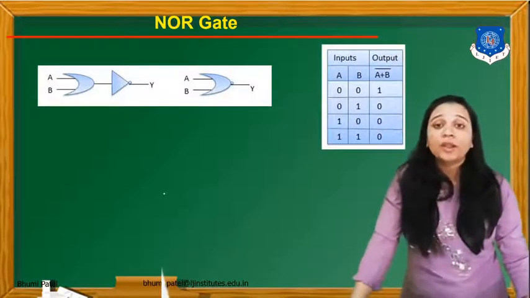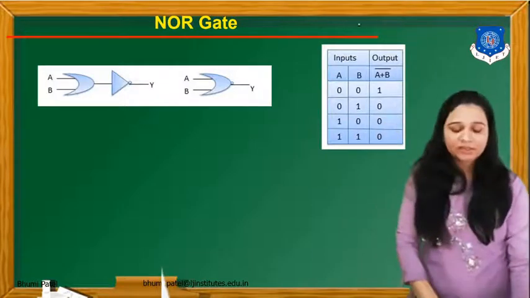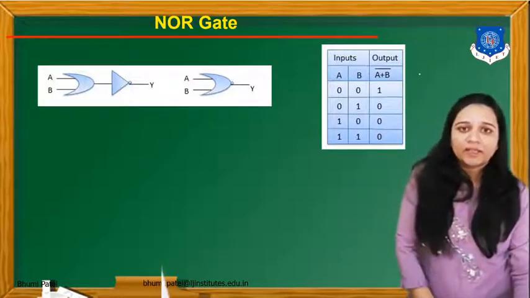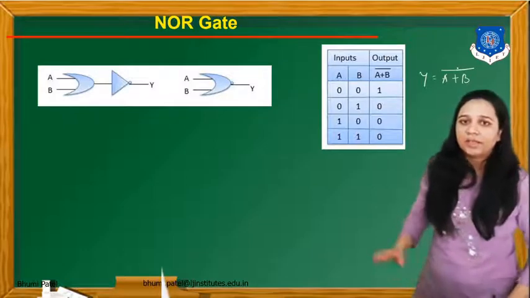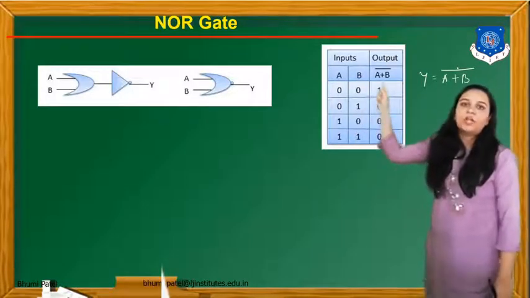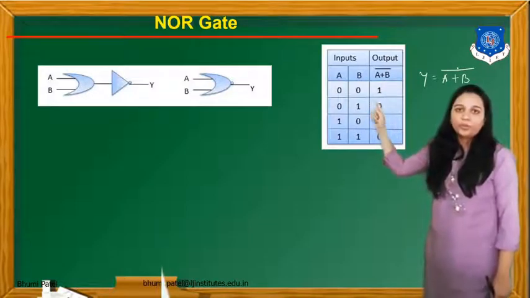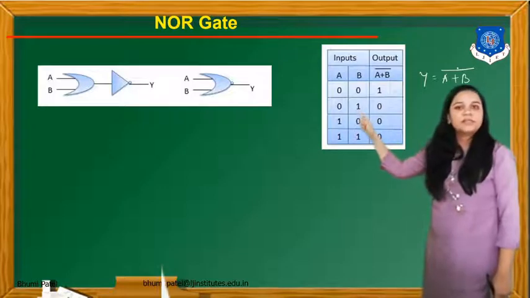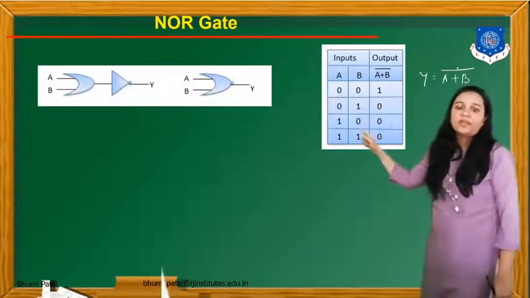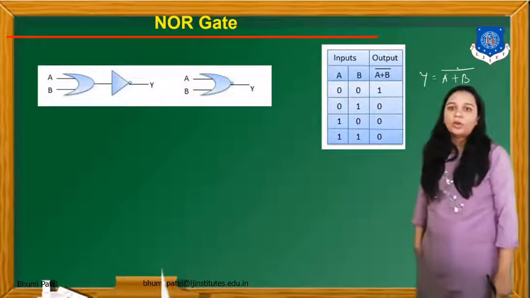Now what is the truth table of the NOR gate? So here you can see, what is the equation of the OR gate? It is Y is equal to A plus B. So for the NOR gate we simply complement A plus B. So input is A and B and we get the output (A plus B) complement. For the 0 0 input we get the 1 output. For 0 1 we get the 0 output. For 1 0 we get the 0 output, and for 1 1 we again get the 0 output.